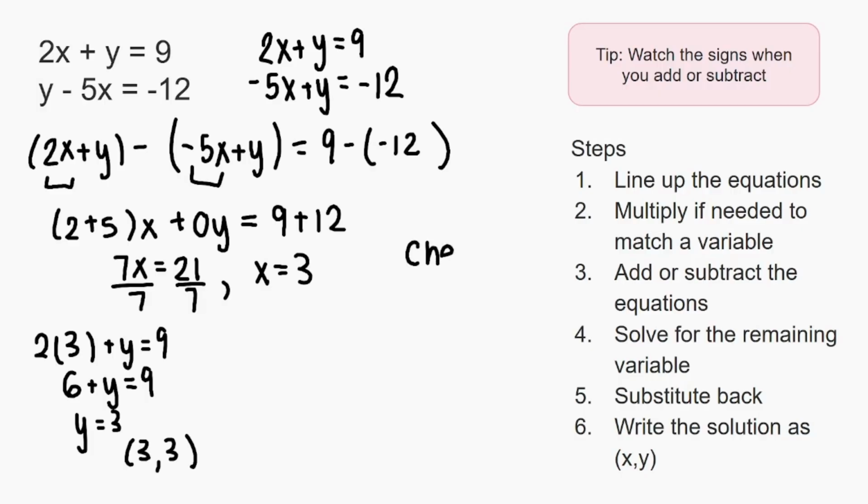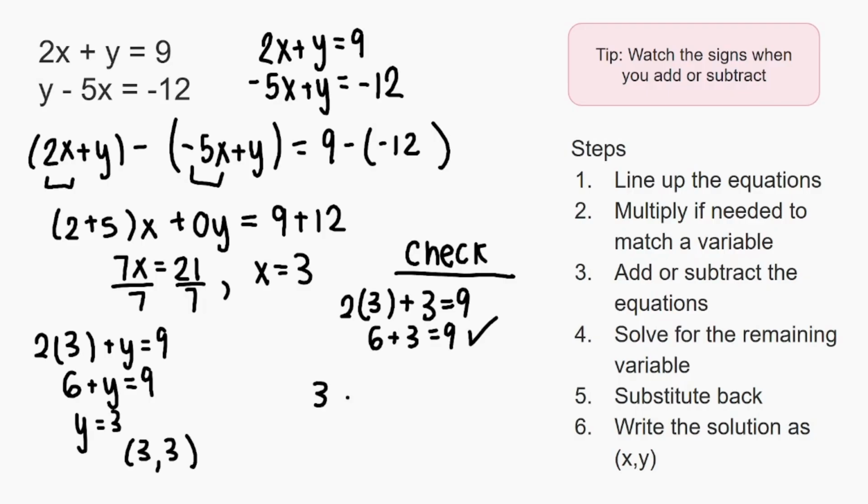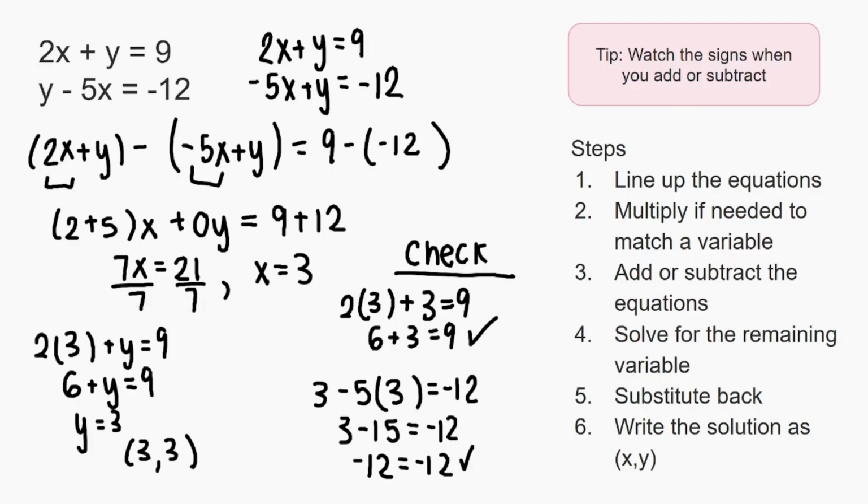Now, to check our work, we have to plug the point 3, 3 into both of these equations, and both of them should work. So let's do 2 times 3 plus 3 equals 9. We get 6 plus 3 equals 9. That is correct. And let's check the one on the bottom. y is 3 minus 5 times x, which is also 3, should give us negative 12. 3 minus 15 equals negative 12. Negative 12 equals negative 12. We know that's correct.